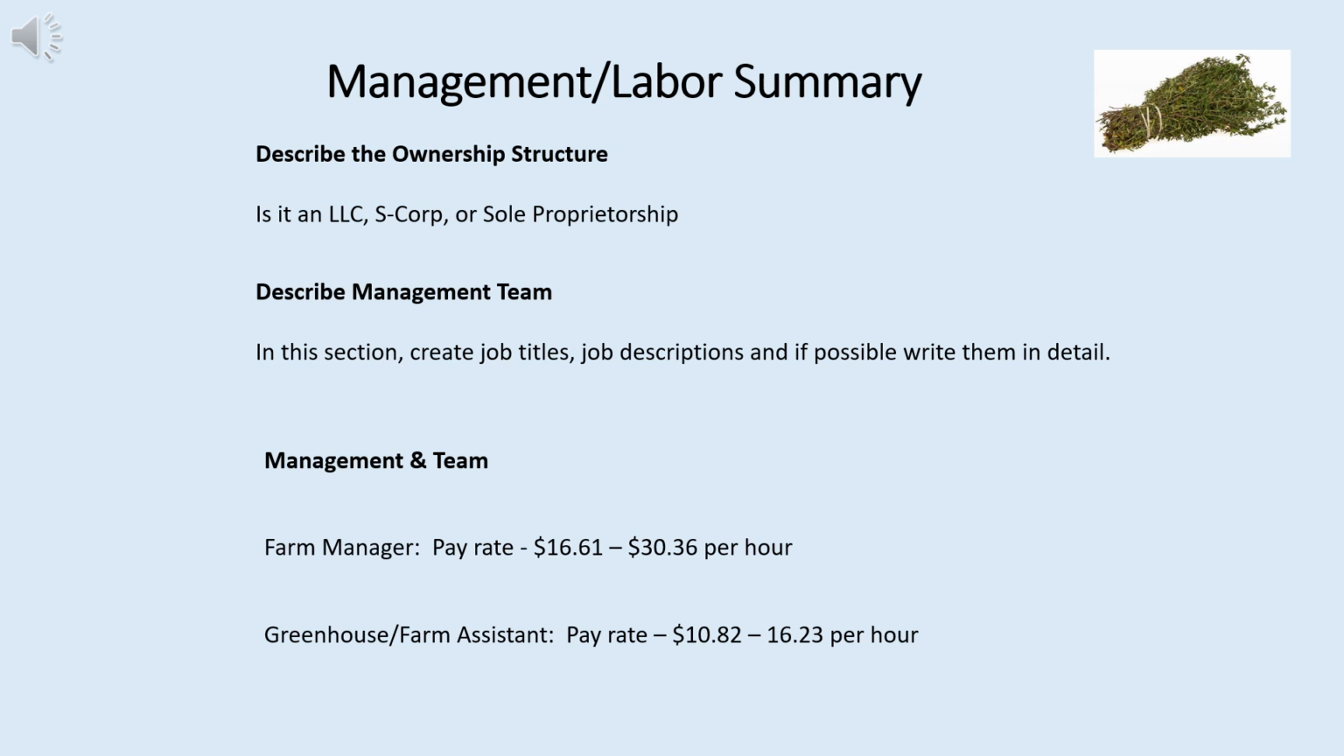In this section, create job titles, job descriptions, and if possible write them in detail. Sample job descriptions are on the next few slides. Management and team. The pay rates below are based on what I put on my job description, but you should do research to see what the average pay rate is in your area. Farm manager, pay rate, $16.61 to $30.36 per hour. Greenhouse/farm assistant, pay rate $10.82 to $16.23 per hour.